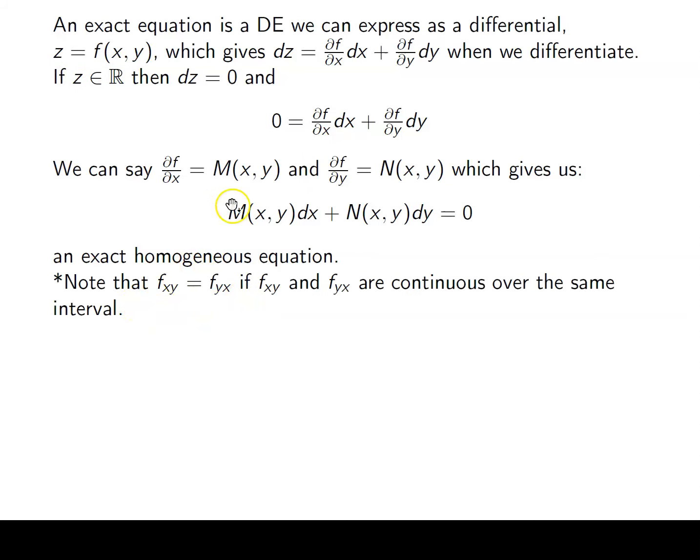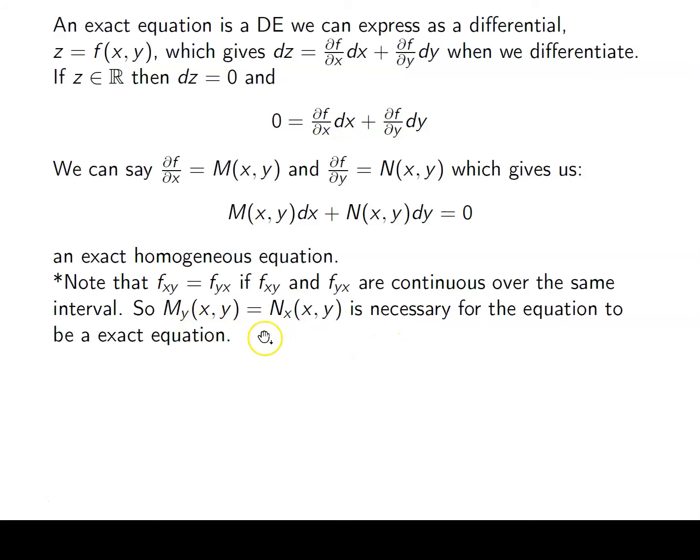Note that if these second partials are continuous over the same interval, then they are going to be equal to each other. Or I should say it the other way: if the mixed partials are equal, then they're going to be continuous over the same interval. So if I do partial of x and then partial of y, and then partial of y and then partial of x, and they're equal to each other, then they should be continuous over the same interval, which is very, very important. It's actually a requirement here.